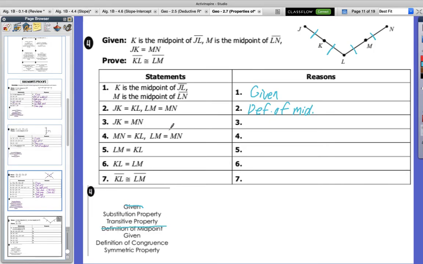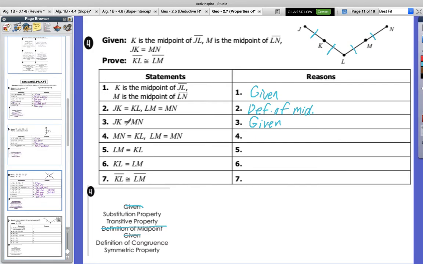Number 3, the measure of segment JK is equal to the measure of segment MN. Oh, I don't see how that flows from this at all. Oh wait, it's actually a given. This one's ordered a little weirdly. Typically we put the givens at the front, so I'm sorry about that. But the givens really can occur anywhere in here. But typically we would put all that information in the front.